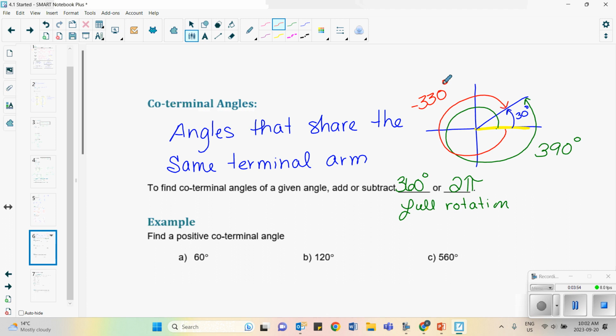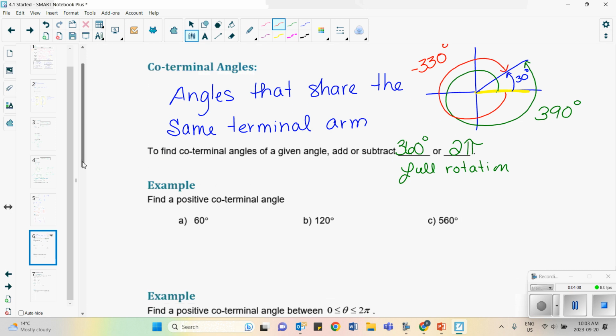So that was kind of yesterday and today all mixed together. Not hard math, but it can be super confusing. Because now we're traveling clockwise, counterclockwise. We've got radians, we've got degrees, so all this fun stuff.